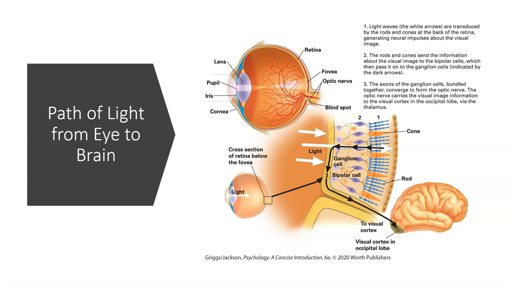And that nerve, which is really a bundle of axons, is going to send the message on, providing visual information about the image to the visual cortex in the occipital lobe, going through the thalamus along the way. So as you're looking at this cross-section of the eye, the things you need to look at, you have a lens, a pupil, iris, cornea, and retina. There's a fovea area and an optic nerve. And in that space, there's a blind spot.